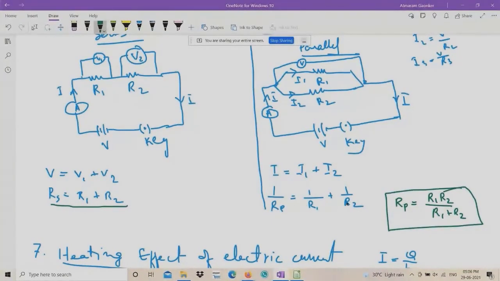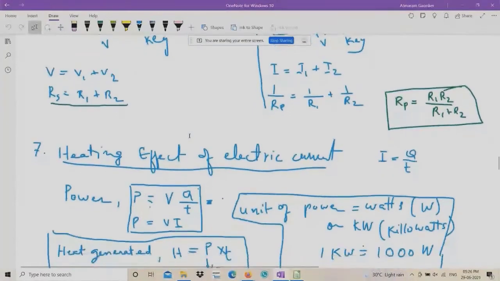So 1 upon Rp, I take the LCM. In the numerator it will come R1 plus R2, and the denominator as R1 R2. So when I invert and get Rp, the top goes to the bottom and the bottom goes to the top. It will become this much. So you remember this formula. Instead of writing this and calculating, it will take more time. Use this formula directly to find equivalent resistance in parallel. You will get your problem solved quickly.